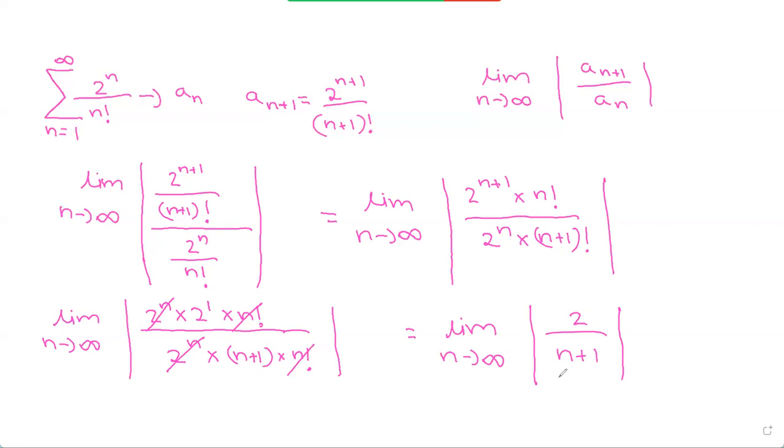If you plug in n as infinity, you get 2 over infinity, which is equal to 0. So the value is equal to 0. 0 is less than 1, so it converges. So our limit as n tends to infinity of a_(n+1) divided by a_n is 0, and 0 is less than 1. Therefore, the sum from n equals 1 to infinity of 2^n over n factorial converges. So that's how easy it is.